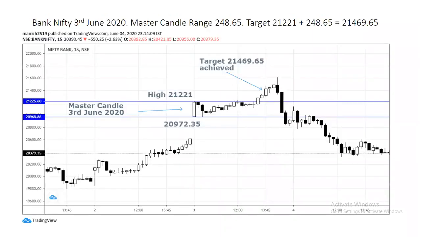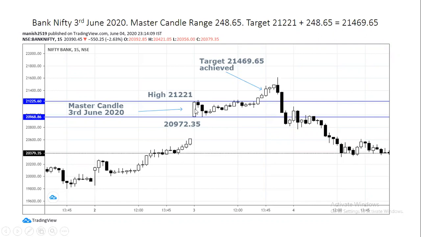See, this is Bank Nifty. Time frame, you can check 1, 5, 15 minutes time frame. Just look at the first candle of the day. Now look at the next three candles. You can see the next three candles are inside the first candle. So yes, you can say now this is the master candle.